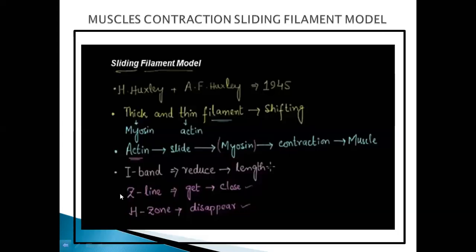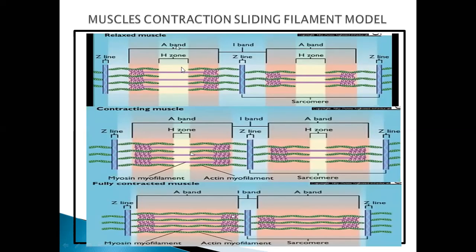So the things that I told you, that the I bands are reducing in length, like these are the I bands, fine. They are reducing in length. You can see their length is reducing. I bands. Now, what happened? The H zone is also reduced. Z lines are getting closer with each other. You can see the fully contracted muscle here. The Z lines are very close. Here you can see that there was a great difference. Now you can see that they are very close.